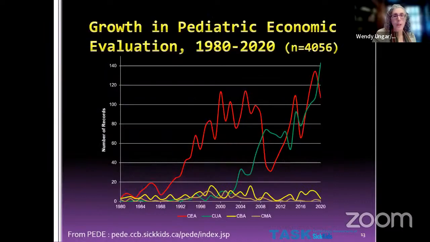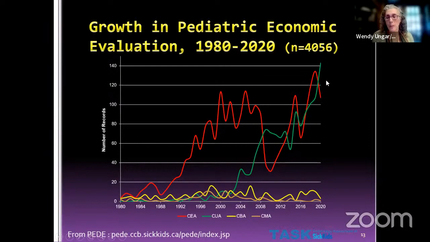So I'm just going to end with this slide on the good news front. This shows you the growth in pediatric economic evaluations over the years since 1980. This is from our PED database, which we maintain at our research group. The red curve indicates the cost effectiveness analysis technique, where the outcome is simply a clinical or health measure of effectiveness. The green curve is cost utility analysis, where we look at quality of life.